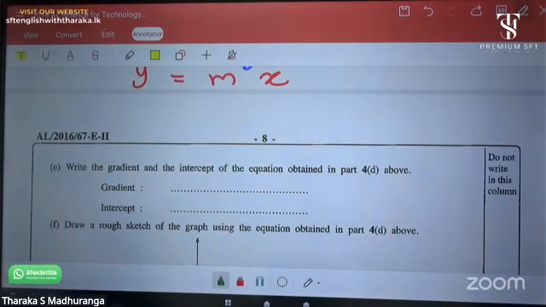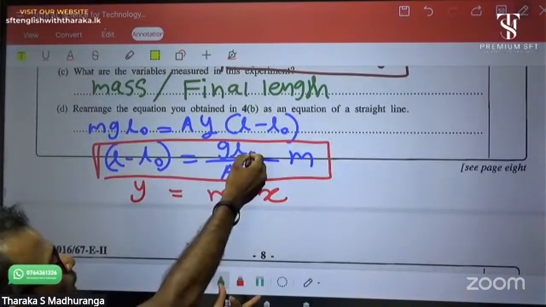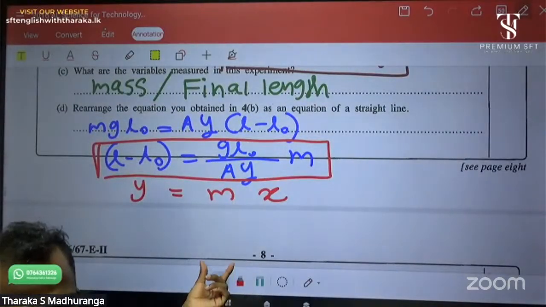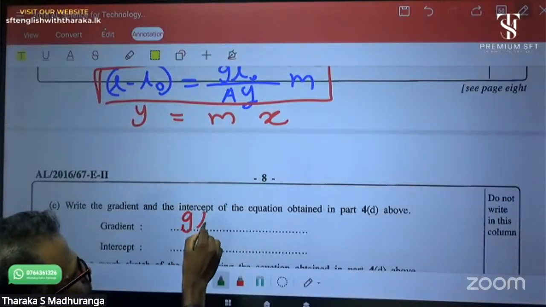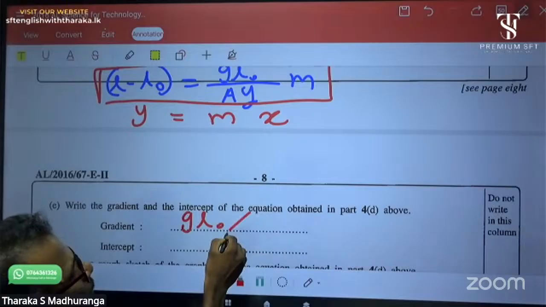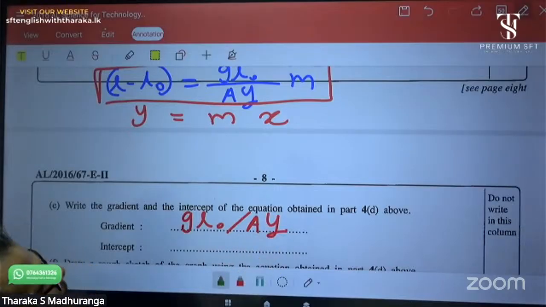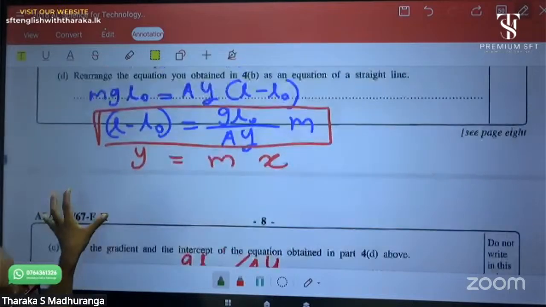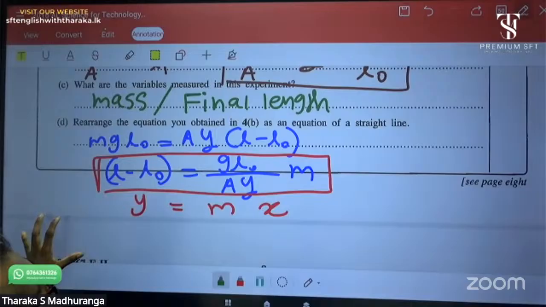Write the gradient and intercept of the equation obtained in previous part. The gradient equals G L naught divided by A Young's modulus. This is the gradient. Intercept is... there is an intercept as well.